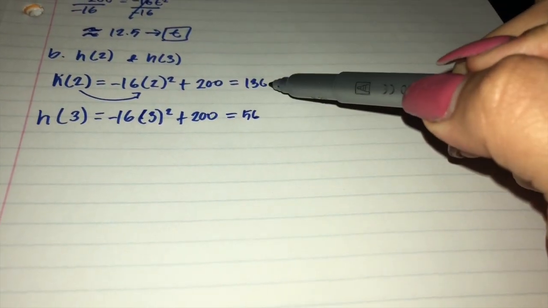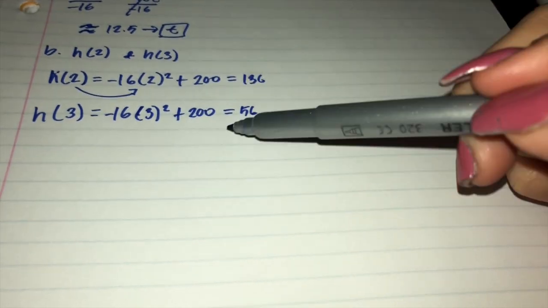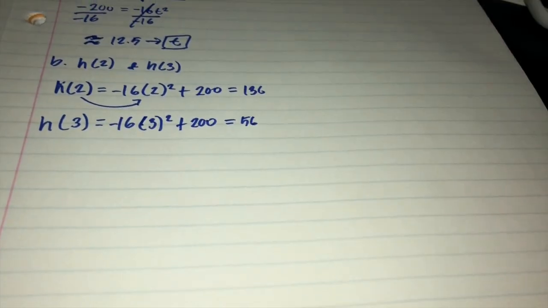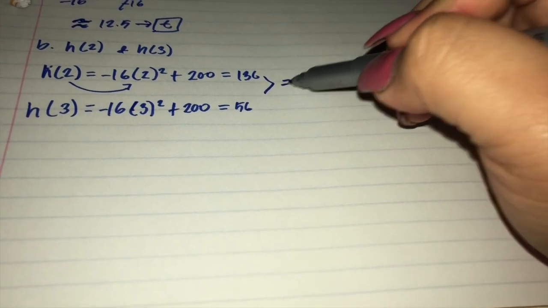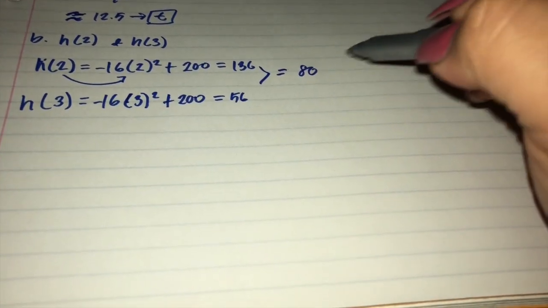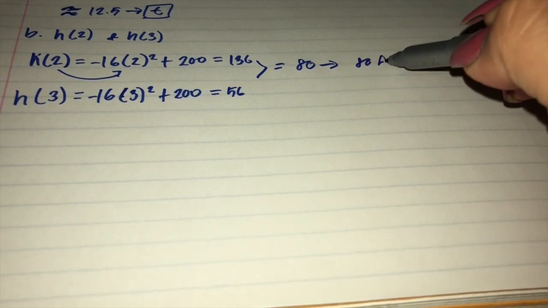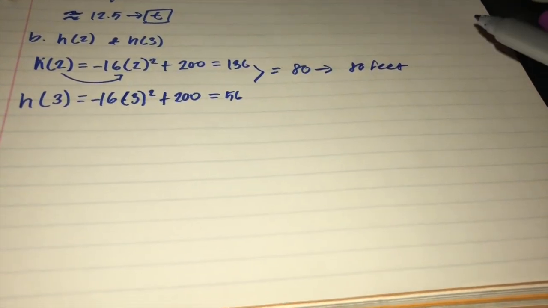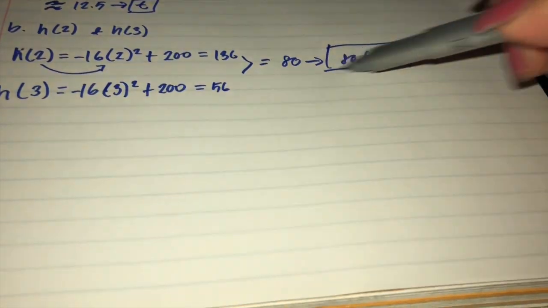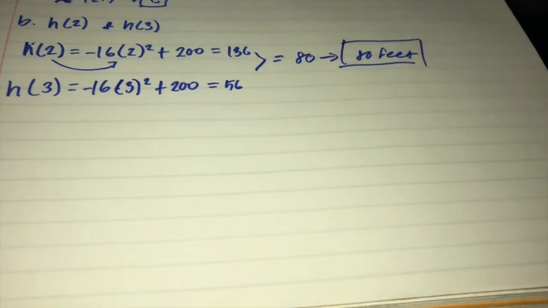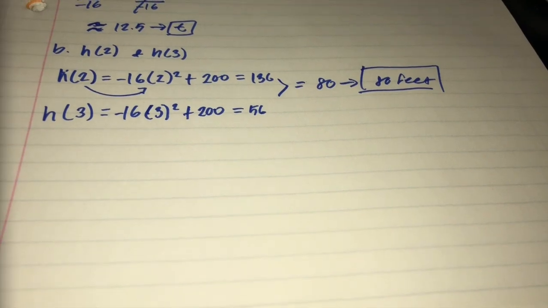Now, you get 136 for when you plug in the 2 and 56 when you plug in the 3. Now, all you have to do is take these two numbers and subtract them, and what you're going to get is 80. So that 80 is actually 80 feet that it will fall between 2 to 3 seconds. And that's it for the rest of the problem.